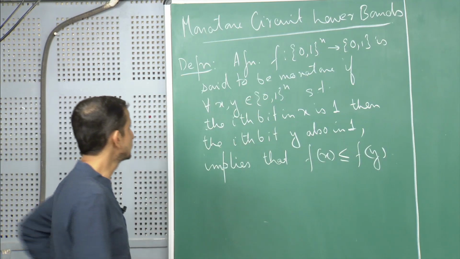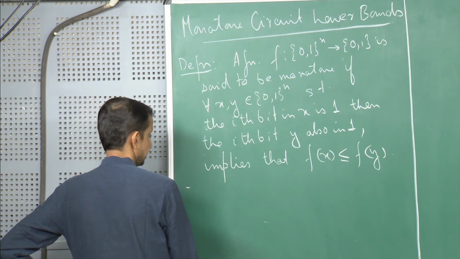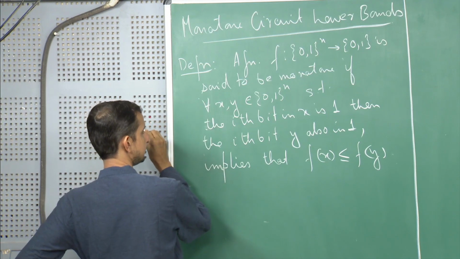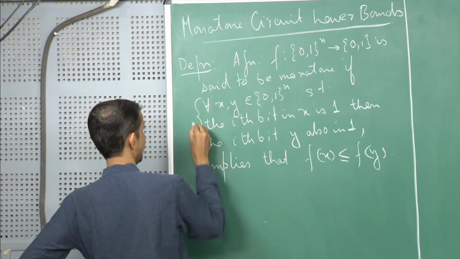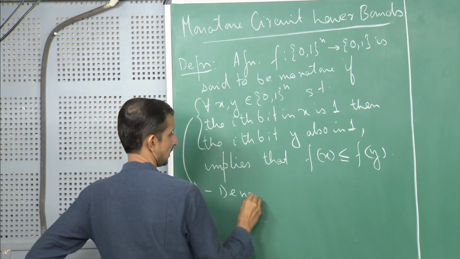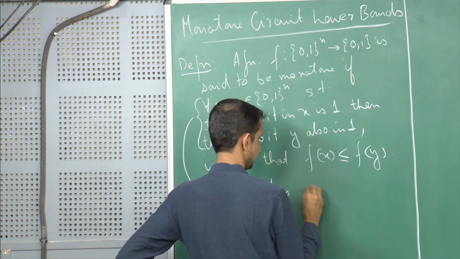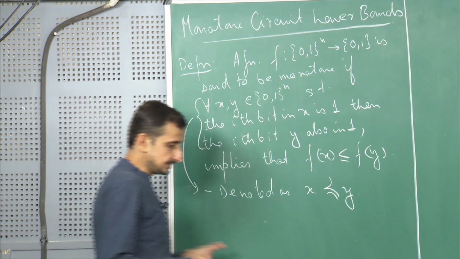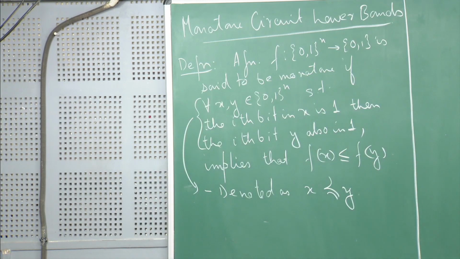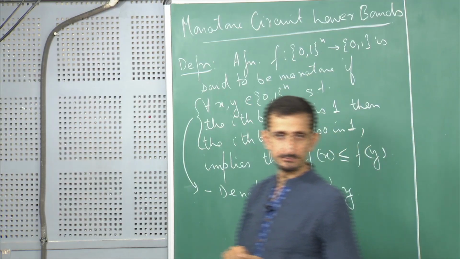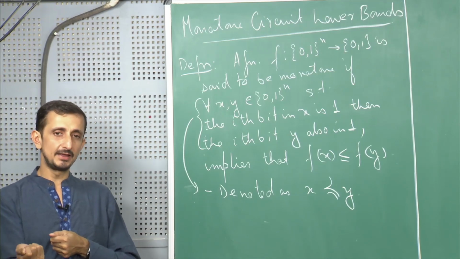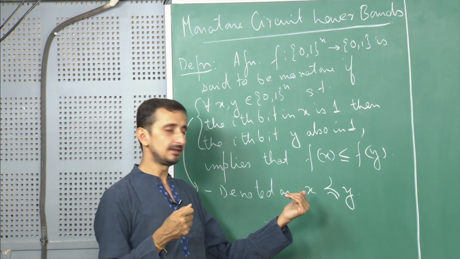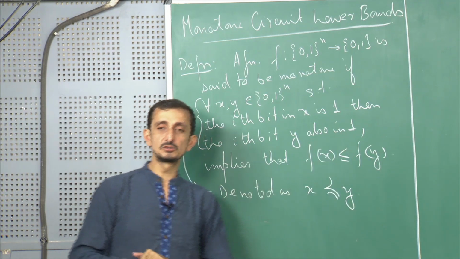So, there is a notation for this, and we will use the notation x less than or equal to y. Essentially, if you want to picture this, look at the Boolean hypercube on n variables. If you move along an edge of the Boolean hypercube where x is increasing, then the value of f of x also has to increase.